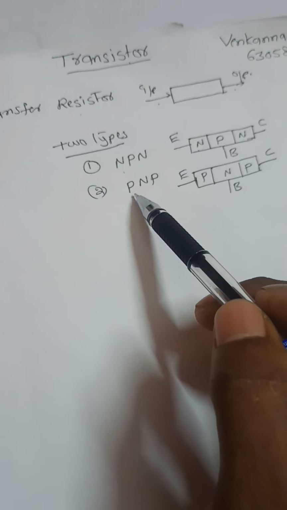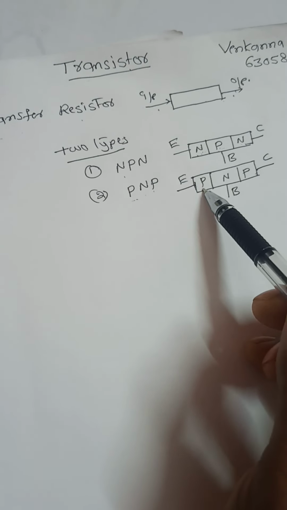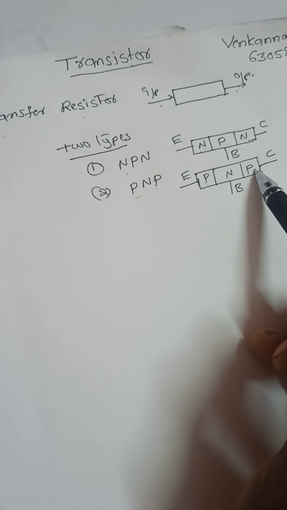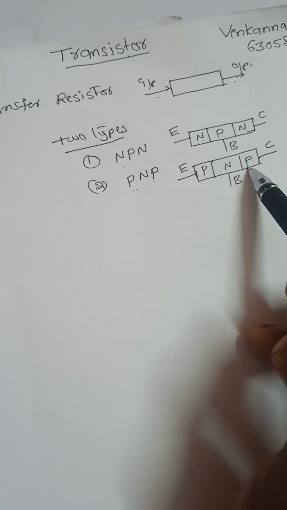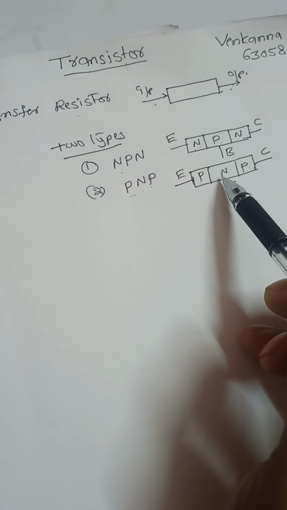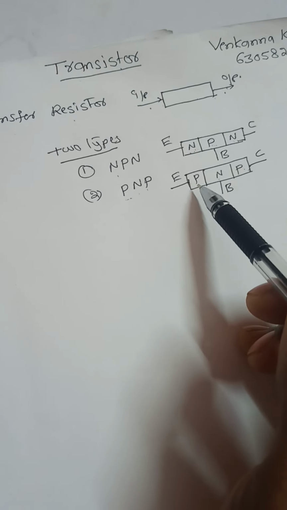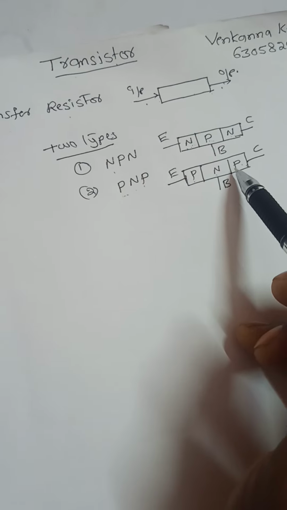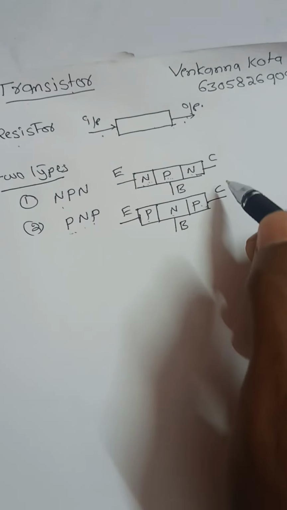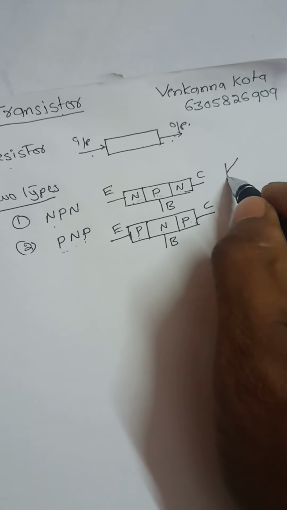And similarly, PNP transistor. PNP transistor means P type semiconductor, N type semiconductor, P type semiconductor. That is, in between two P type semiconductors, an N type semiconductor is placed. That is nothing but a PNP transistor. So the symbol for an NPN transistor looks like this.